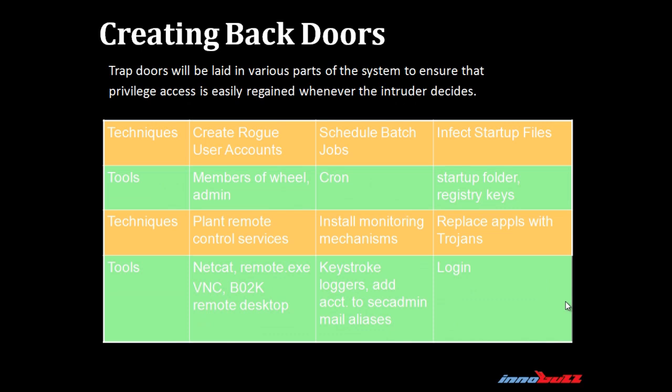Creating backdoors is an essential part of getting persistent access into the system. Trapdoors are laid in various parts of the system to ensure that privileged access is easily regained whenever the intruder decides. Some common techniques include creating rogue accounts, scheduling batch jobs, infecting startup files, planting remote control services, installing monitoring mechanisms, or replacing applications with Trojans. Since these techniques are mostly used by intruders for malicious purposes, from the tester's perspective, it would be a good benchmark to assess the security measures of a system.